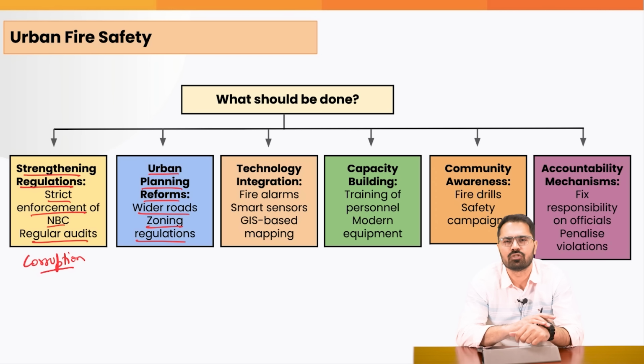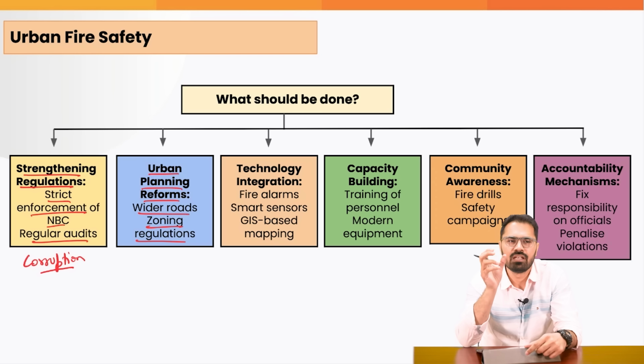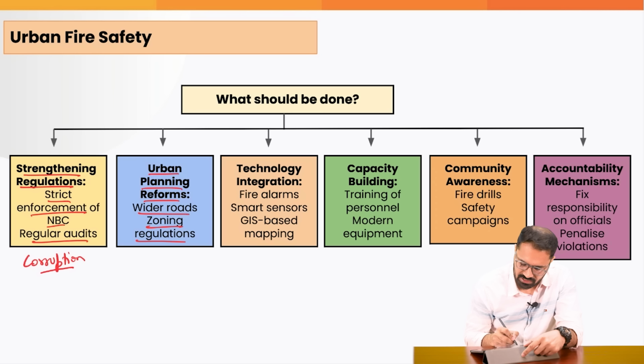So you have to have different zonings based upon different hazards. You have to label which area is having high hazard and which is having low hazard, and then you can address those areas as per their vulnerability. Then technological integration in the form of fire alarms, smart sensors, GIS-based mapping.